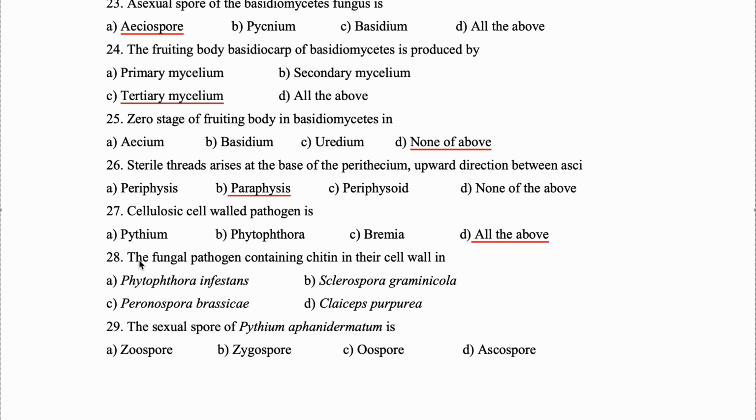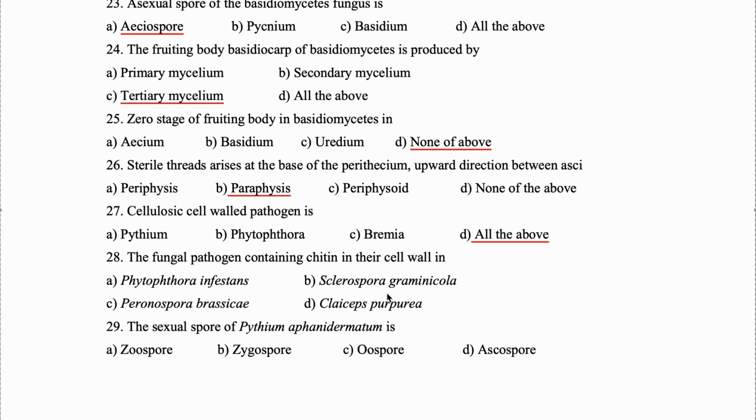Question 28. The fungal pathogen containing chitin in their cell wall. Now if they have chitin, then it will belong to higher fungi. So among the options, Phytophthora, nope, we have just seen it belongs to Oomycota.